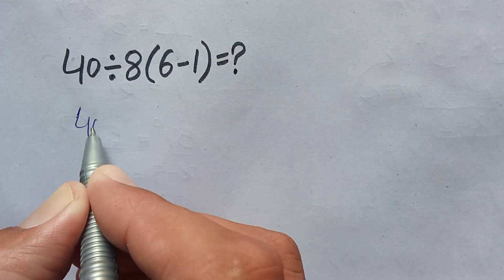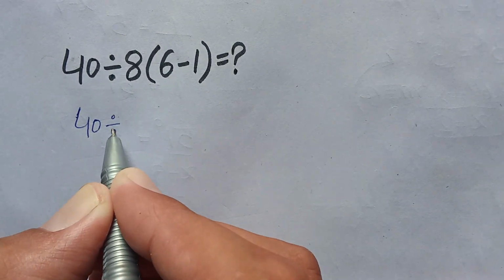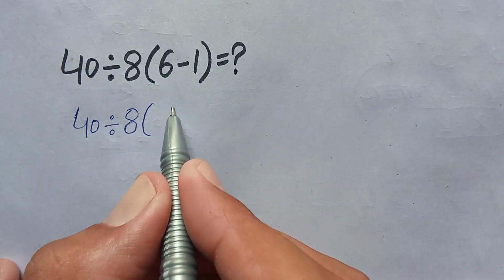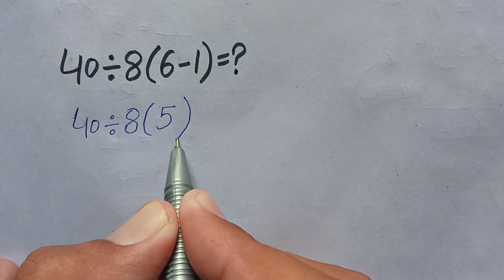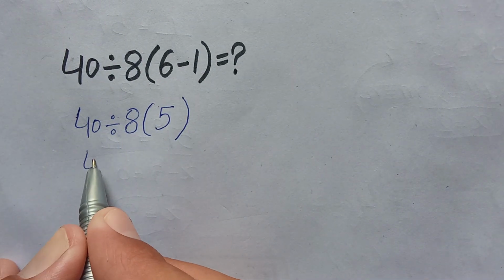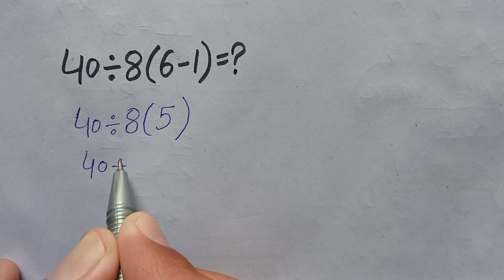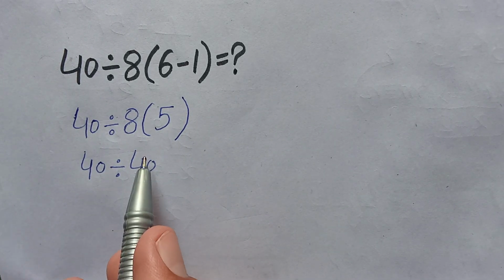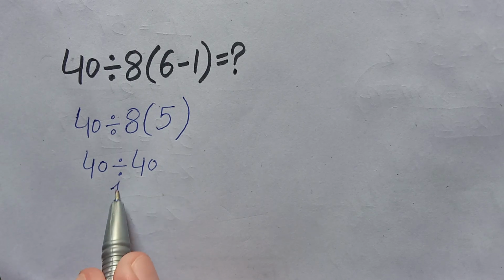40 divided by 8 I can write as it is. Parenthesis 6 minus 1 is equal to 5. In the next step, 40 divided by 8 times 5 is 40. 40 divided by 40 equals 1.